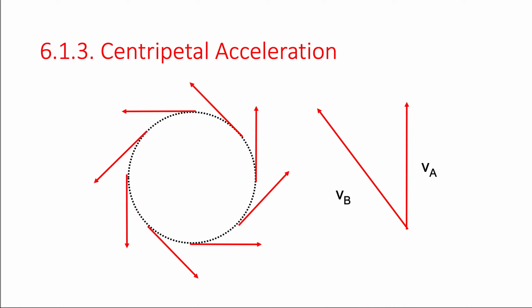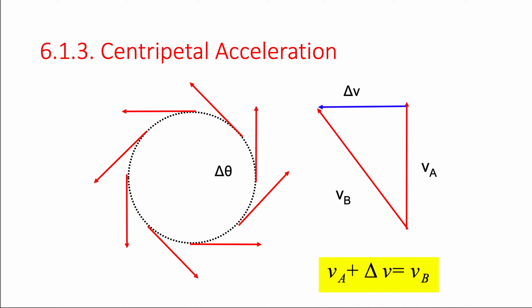Now, if we're going from velocity A to velocity B, i.e. from initial to final, then we can define a delta V. Delta V is just the vector we add to VA to make VB. So VA plus delta V is VB. I've drawn this so that we can relate angles.